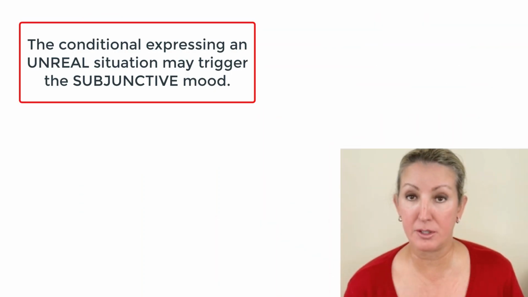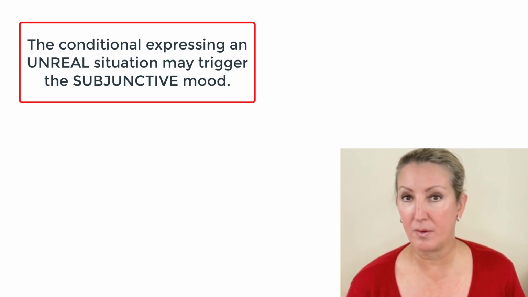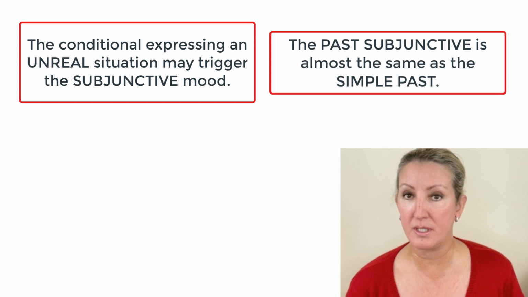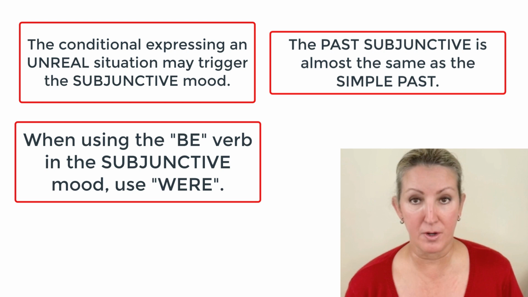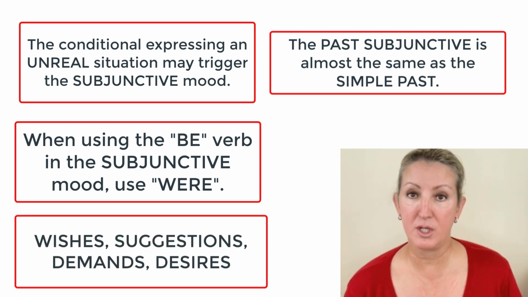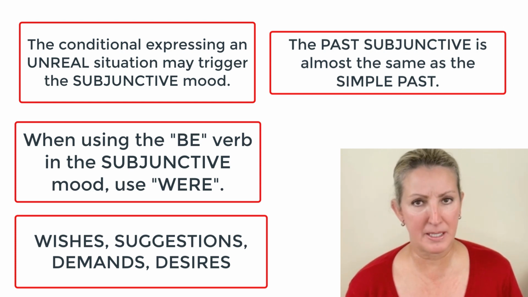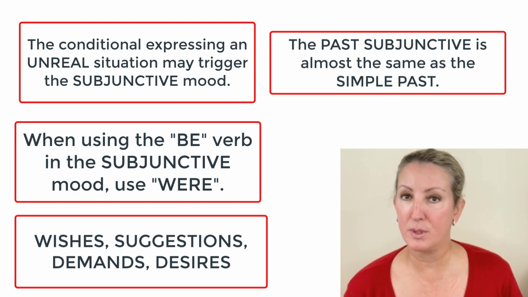Let's interrupt the lesson for a moment and clarify how sometimes the conditional expressing an unreal situation will trigger the subjunctive mood. Remember that the form of the past subjunctive is almost the same as the simple past tense. The main difference is that for the be verb, the form is always were. The subjunctive mood expresses wishes, suggestions, demands, or desires. And conditional clauses, especially the second conditional, can take on the subjunctive mood. If you want to review the subjunctive mood, go ahead and review the previous lesson on verb mood. I'll link it up here and down below. Let's continue with the lesson.